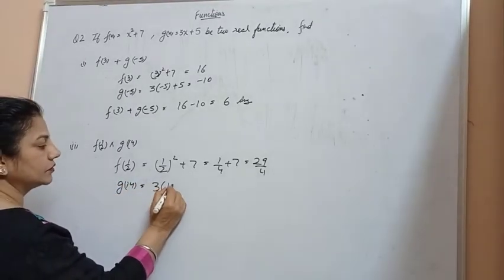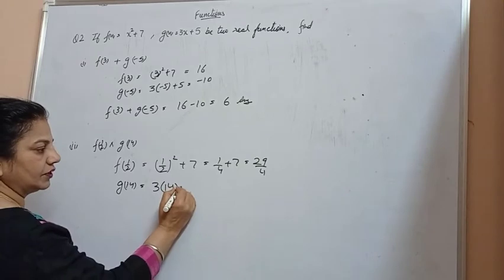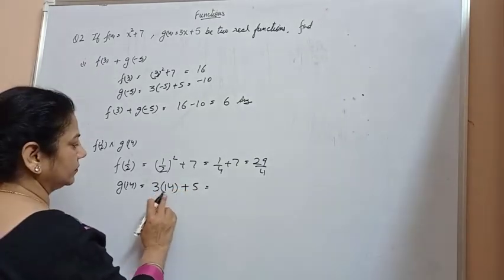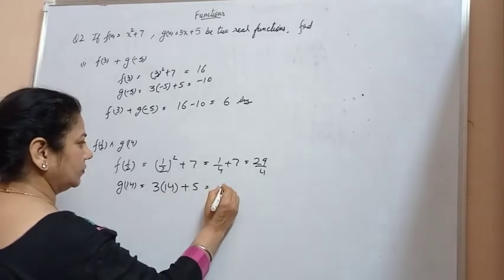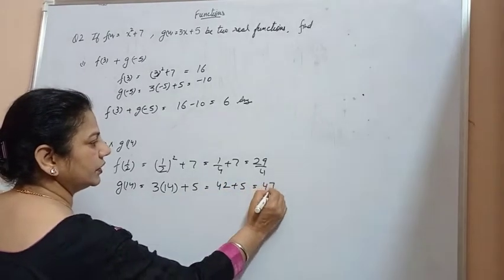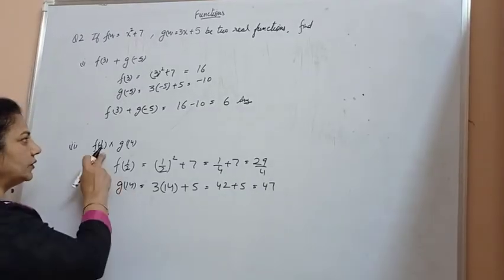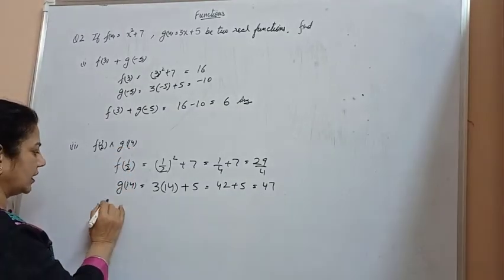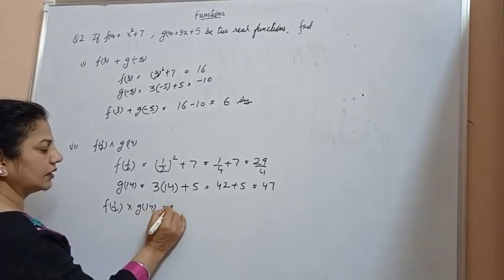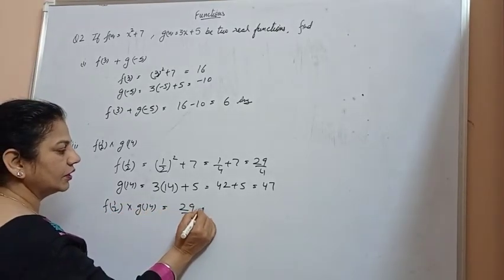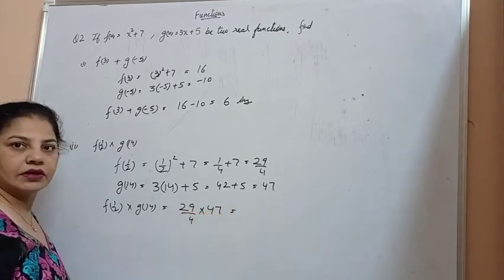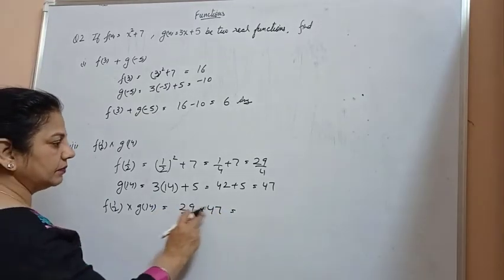3 times 14 plus 5. That means 14 3s are 42, plus 5, which is equal to 47. Now I have to take the product. Product means f of half into g of 14. That means 29 by 4 into 47. Simple, multiply these two.